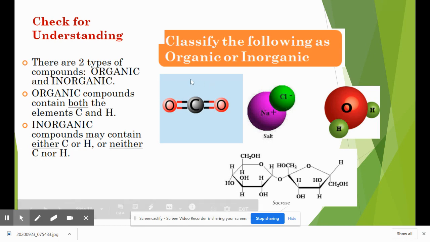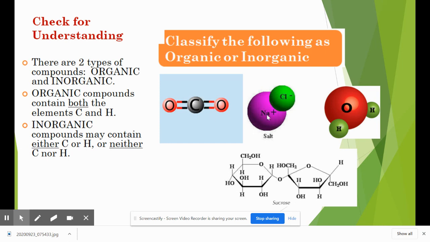Let's do the first example. Again, I'm going to pause. I want you to think and give your answer. This molecular formula shows you a carbon combined with two oxygen. Together, it's called carbon dioxide. Carbon dioxide. Di means two. Is this organic or inorganic? That's right. It's inorganic because there's no H, only C is present.